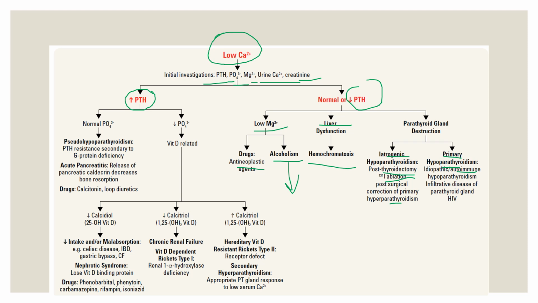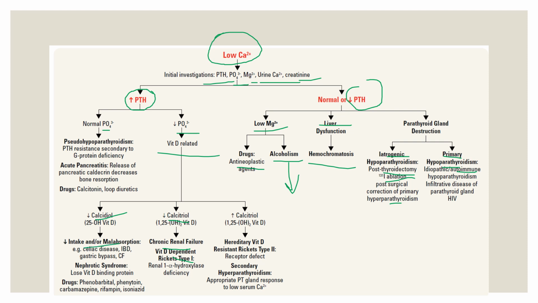Now, if there is low calcium with raised PTH, you can differentiate based on phosphate. If it is low phosphate, it is vitamin D related, because low calcium, low phosphate, it is vitamin D, because vitamin D acts in the same direction. So if there is excess vitamin D, there is high calcium, high phosphate. If it is low, there is low calcium, low phosphate. So now if there is a decrease in calcitriol, it can be chronic renal failure or vitamin D dependent rickets.